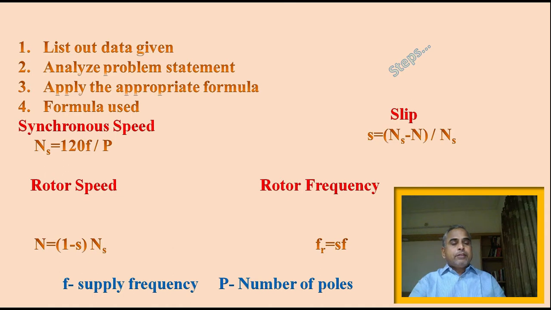Then the third equation you are using is the rotor speed, given by n = (1 minus s) into ns, where s is the slip and ns is the synchronous speed of the rotating magnetic field. And the last equation we are using is the rotor frequency, Fr. It is expressed in terms of slip and the stator frequency F, that is Fr is equal to s times F.